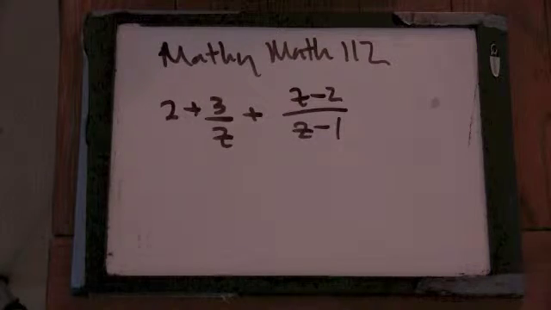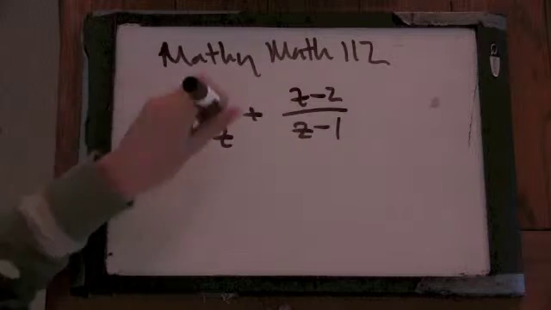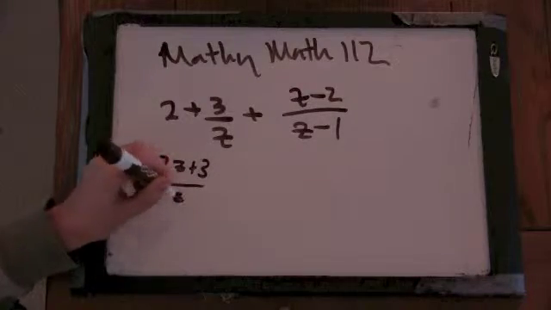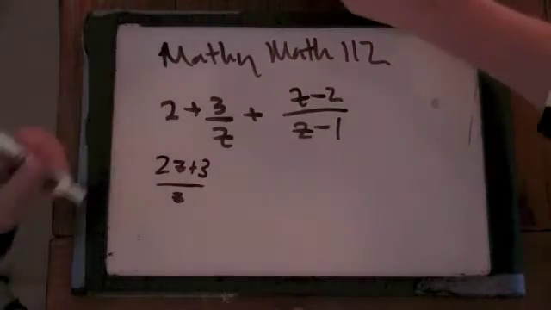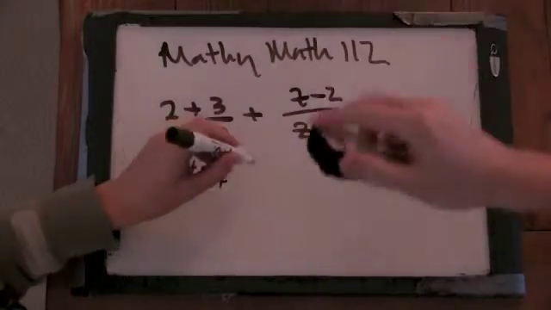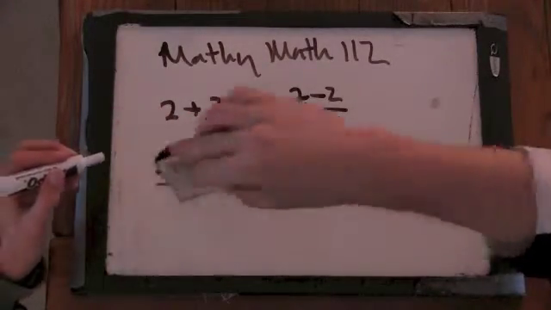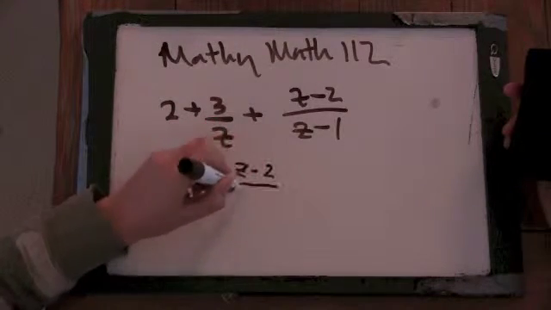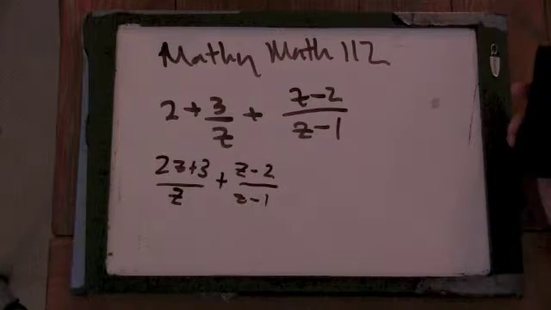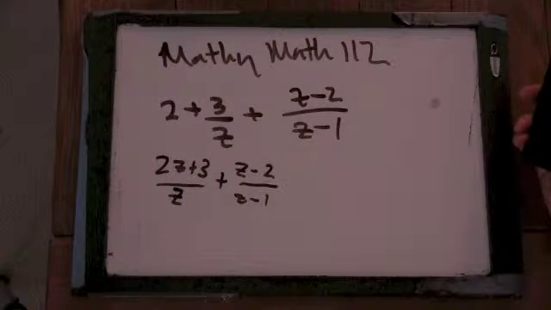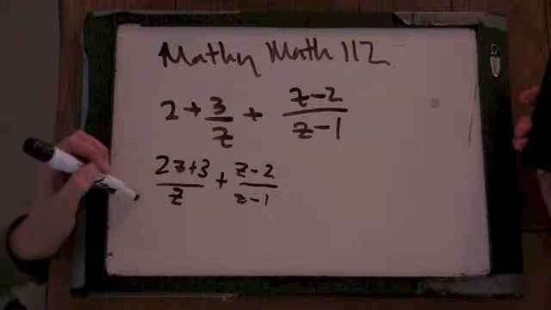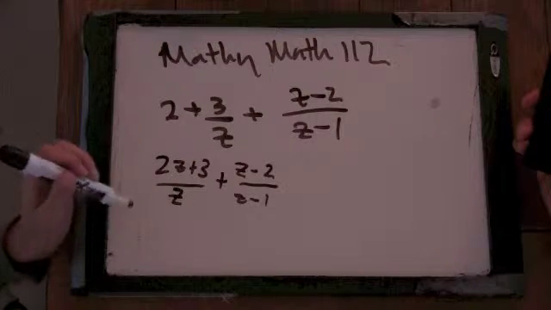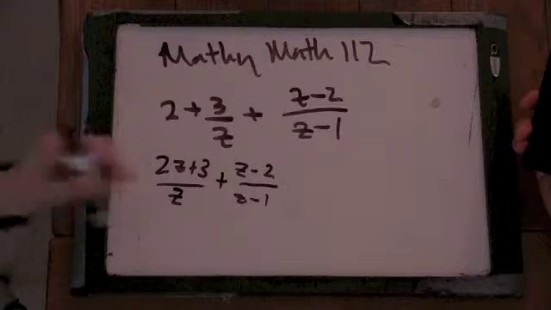Alright, so I'm going to combine these two terms to get 2z plus 3 over z. They just multiply this by z over z. And plus z minus 2 over z minus 1. Well, we're either going to have to multiply this by z minus 1 over z minus 1, or we can flip that and multiply it over here.